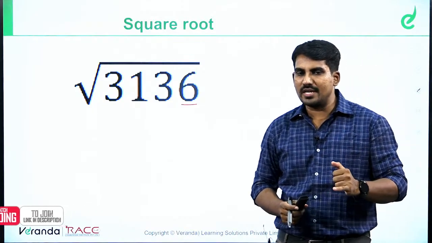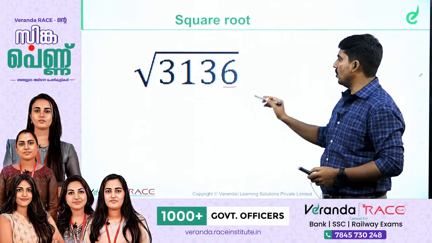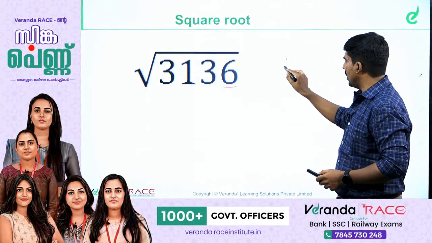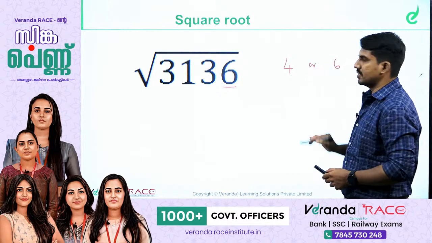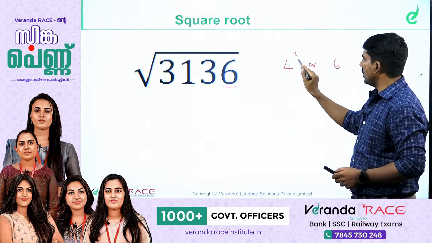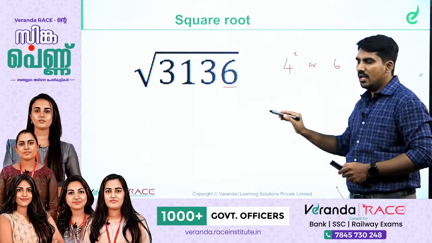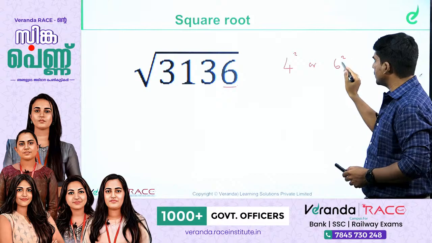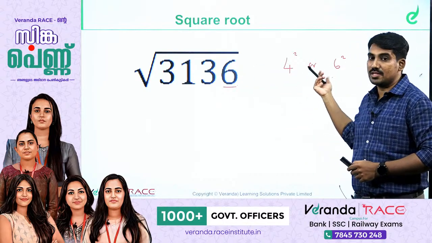Or if a number ends with 6, its square ends with 6. Right? 4 or 6. Therefore, we understand that any number ending with 4, its square ends with 6, or any number ending with 6, its square also ends with 6. First we find the last digit.